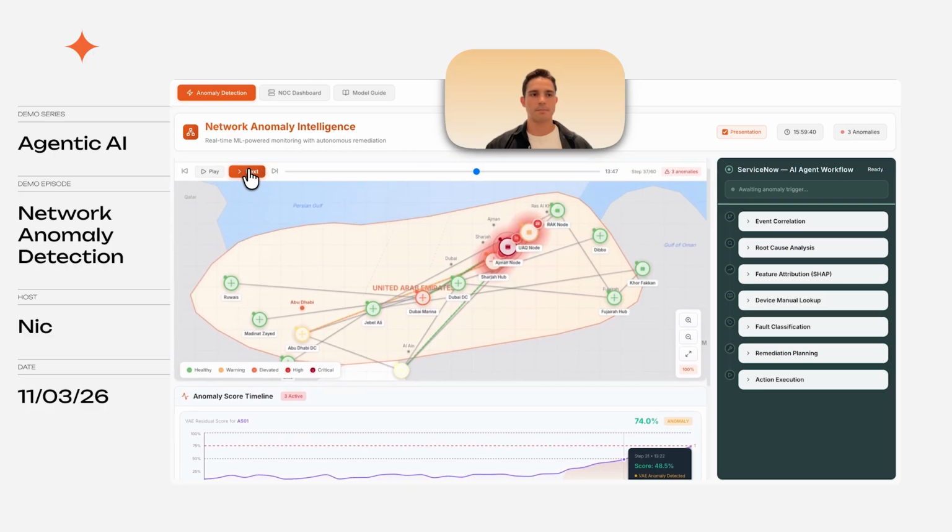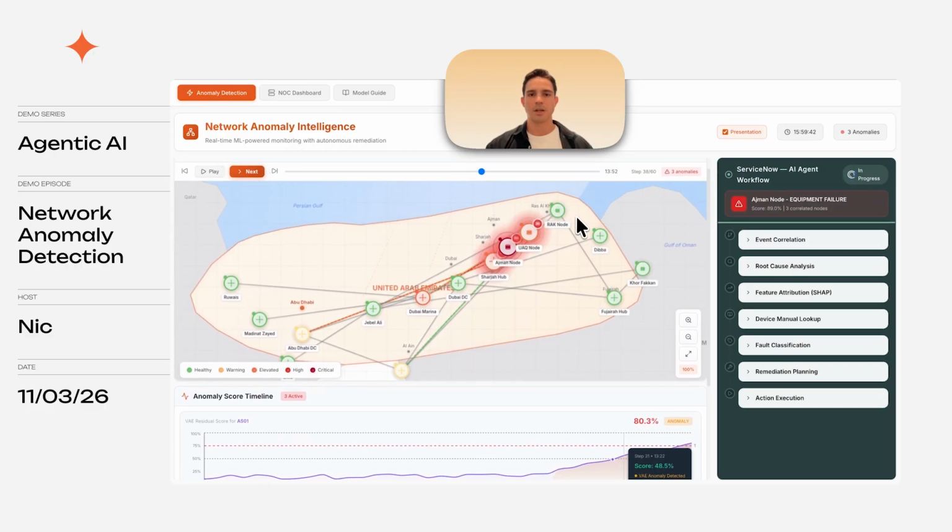and I play this step by step, right? So if I go next, this is when things get interesting, right? So we've just breached that 75% anomaly threshold. What happens is that once that score is triggered, a 7-step autonomous agent pipeline is triggered. And I'll walk through each step, right? So the first step is event correlation, right? The agent starts by scanning the topology graph for related nodes.